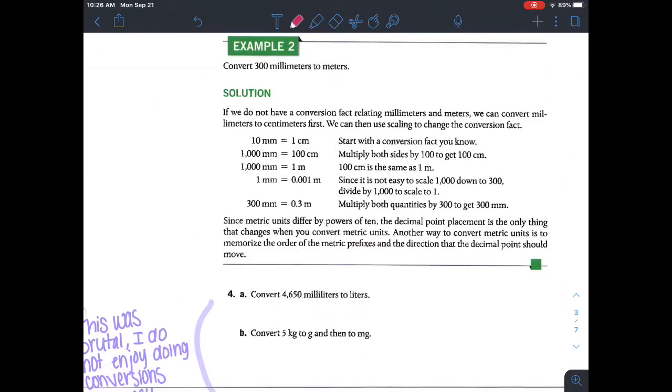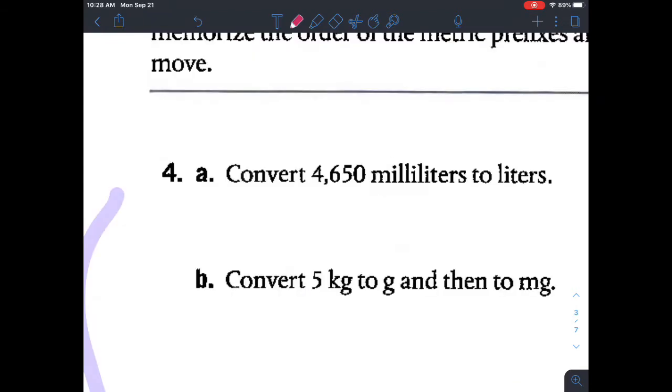Example number 2 here, converting milliliters into liters. There's no conversion that's been given to us relating millimeters to meters. So we need to first convert millimeters to centimeters, and then from centimeters to meters.